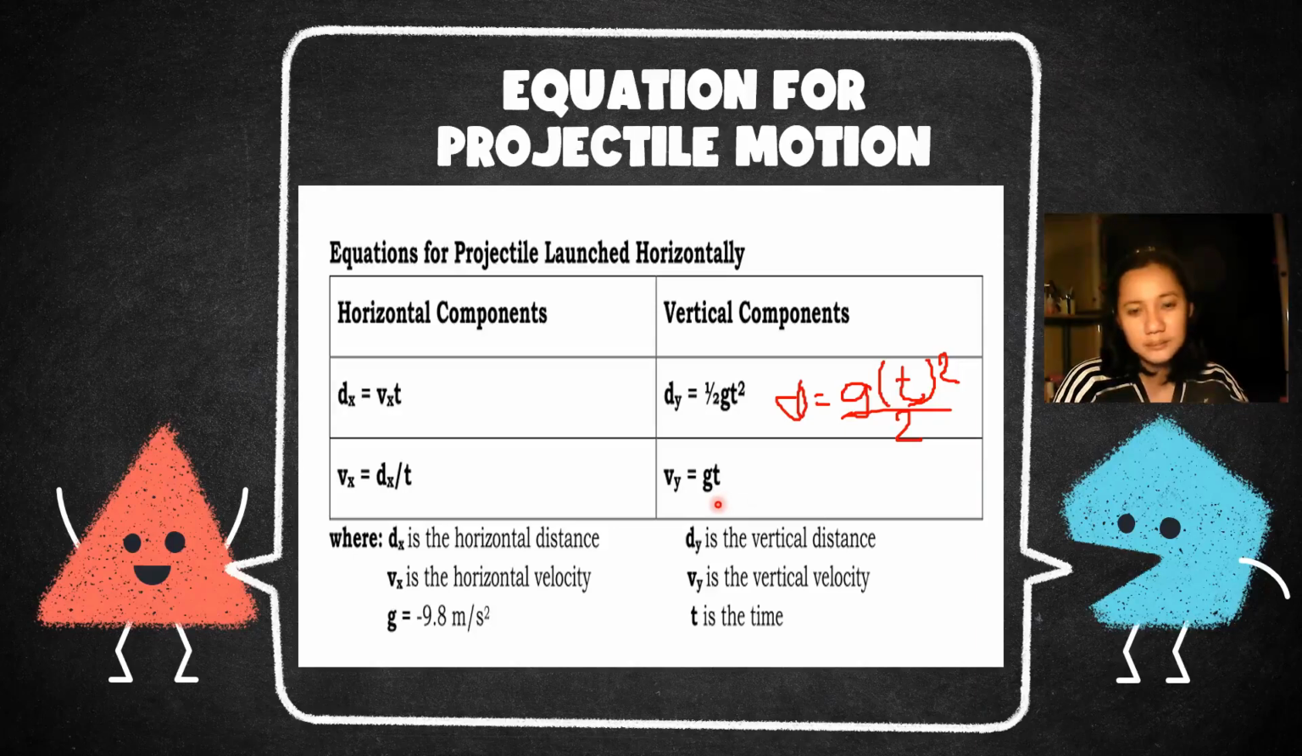And another formula is v sub y, for when the velocity is missing, is equal to acceleration due to gravity times time. So these are the formulas we use if the projectile is launched horizontally, meaning when an object is thrown horizontally, these are the equations or formulas we can use.